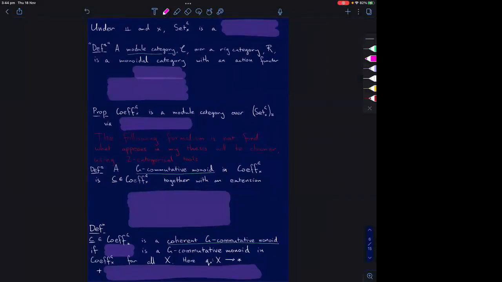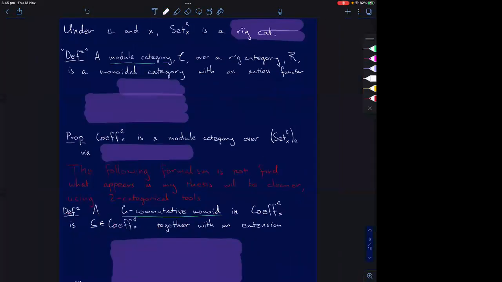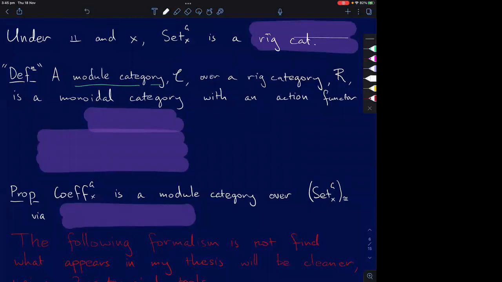All right. Now, under disjoint union and Cartesian product, and some extra stuff, the category of G sets over X is a rig category, which is to say disjoint union and Cartesian product look like addition and multiplication in a rig. Now, a module category C over a rig category is a functor from the rig category cross the monoidal category that you started with to the monoidal category, plus some natural isomorphisms and some coherence axioms.